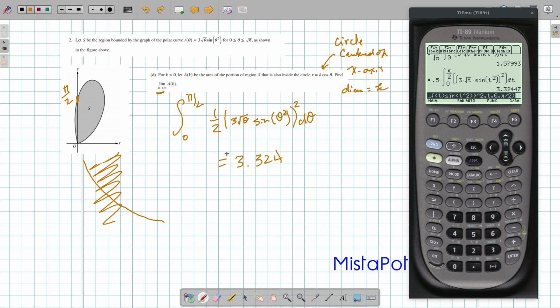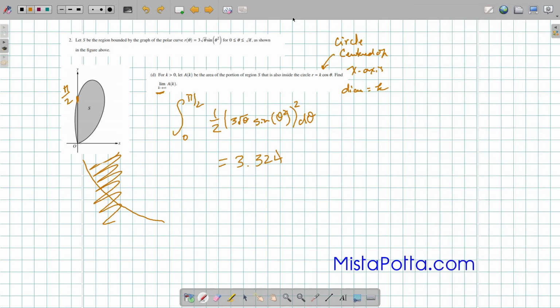Again, we're using polars here, so this 1/2 r squared d theta area formula has been very prominent in here. But we've also had to take the relationships that we know between theta and slopes, or theta and other geometric figures, in order to answer these questions. So that's question 2. We no longer need our calculator, so we're going to move on from this point.